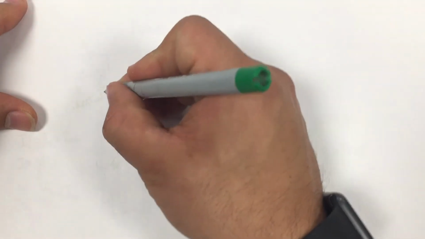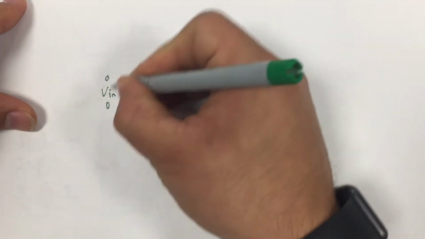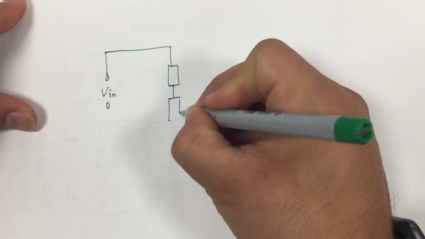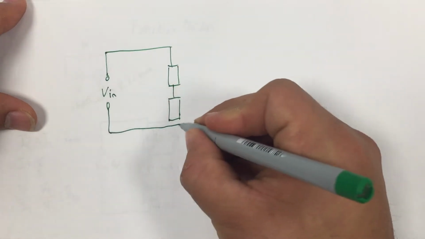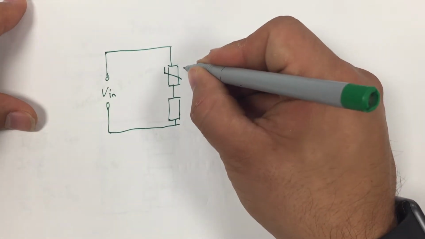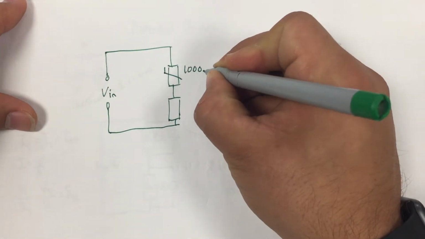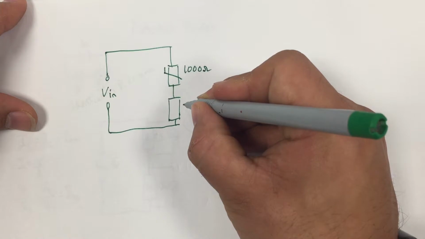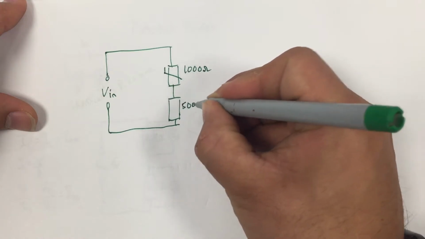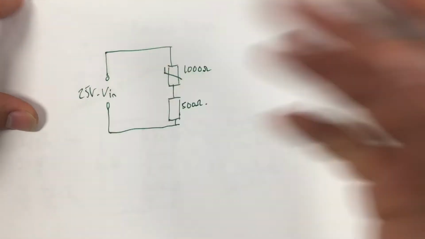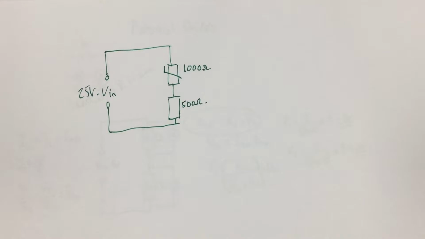So let's look at a more complicated one. So we've got our voltage coming in, and this time, just to prove that this works for any two components of resistance, I'm going to make this a thermistor. Okay, so I've got a thermistor with 1000 ohm resistance, and I have here a fixed resistor which I'm going to say is 500 ohms. Okay, and the voltage coming in is 25 volts. Okay, so just completely made up numbers.